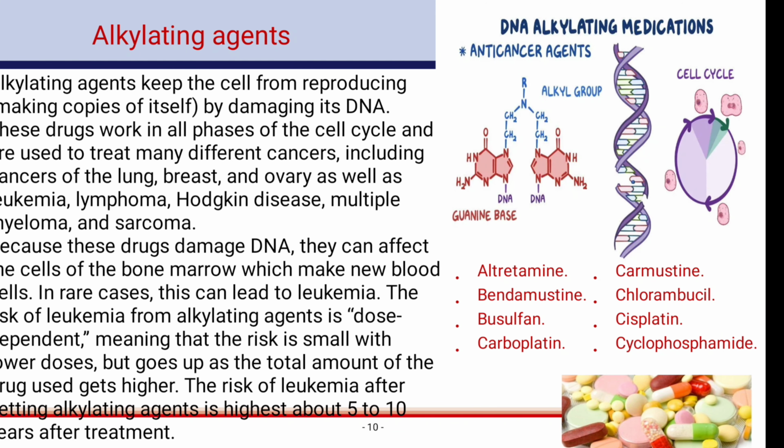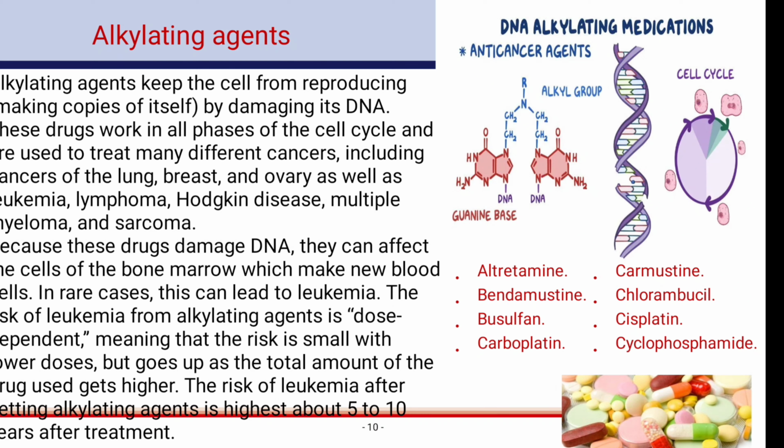Alkylating agents. Alkylating agents keep the cell from reproducing by damaging its DNA. These drugs work in all phases of the cell cycle and are used to treat many different cancers, including cancer of the lung, breast, and ovary, as well as leukemia, lymphoma, Hodgkin disease, multiple myeloma, and sarcoma.